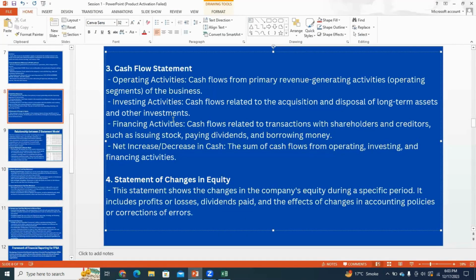The next thing, I have investing activities. It says cash flow related to the acquisition and disposal of long-term assets and other investments. The most common example is when we purchase capex, capital expenditure. We purchase investments, IAS 40 investment property comes under the investing activities heading. So if we dispose of any asset or any investment, it comes under investing activity.